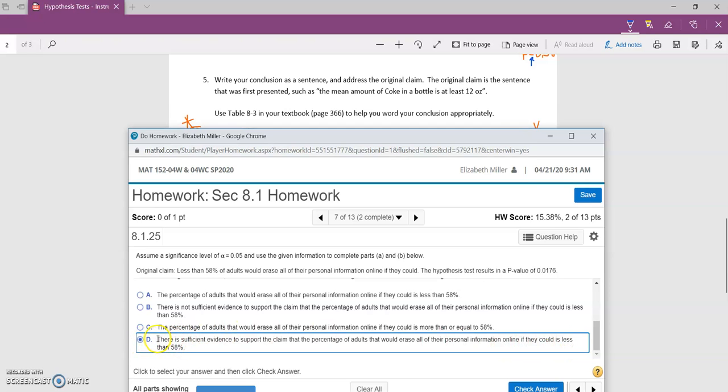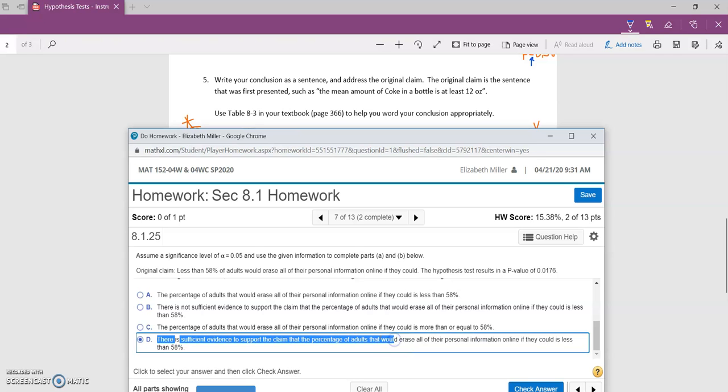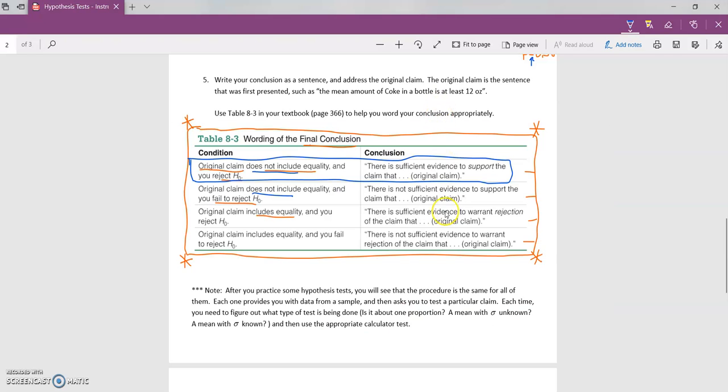We're just matching up the start of the problem with the start of the statement. We are matching this up with the correct statement from our chart that matches our scenario. Our claim did not include equality. We rejected H0.